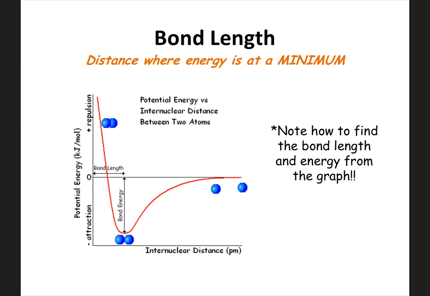Here's just another example of one of those graphs. Again, if the atoms are too far apart, the energy difference is going to be zero. If they're too close together, the energy is going to be too great. We want the lowest energy possible, so it has to be when they're just right. So if you were reading the graph like this, the bond energy would be the value on the y-axis essentially here, and the bond length would be determined from your x-axis. So definitely be able to read and understand one of these graphs.